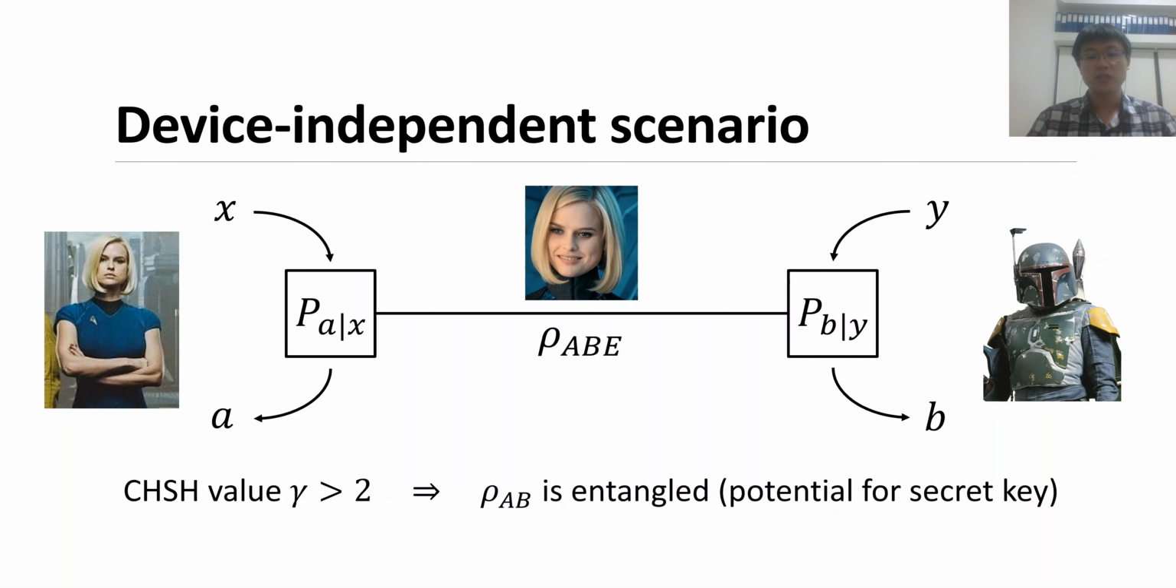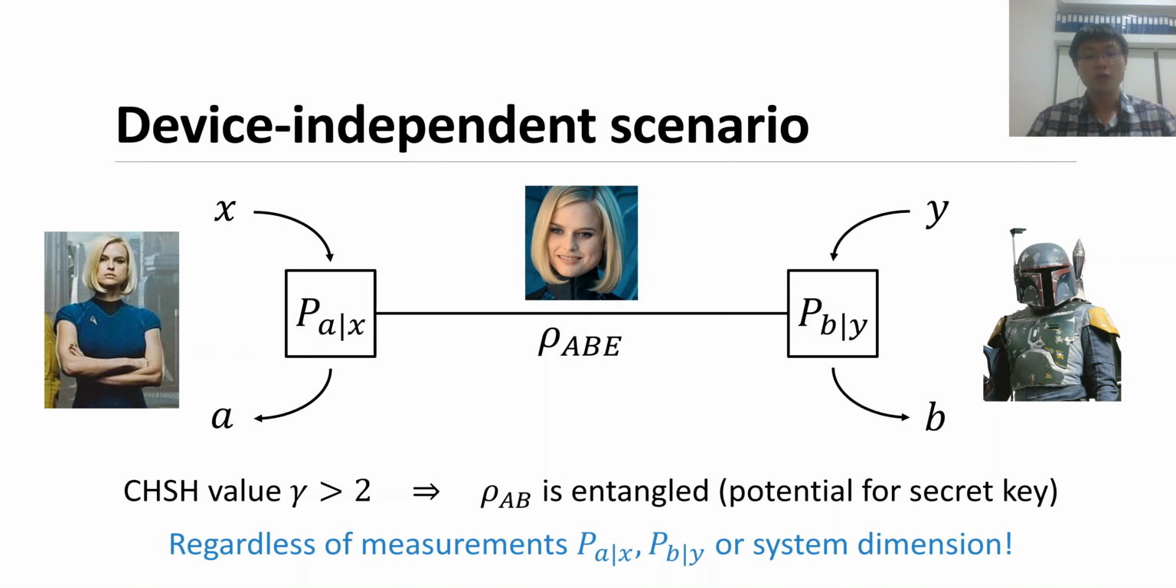But the important point about this conclusion, and what is interesting about the E91 protocol, for instance, is that this conclusion can be drawn even if you do not know what measurements the devices are performing, or even if you don't know what dimensions the systems are. So this leads to the notion of device-independent cryptography, where you don't necessarily need to trust that the measurement devices are performing the intended measurements. You just need to make some fairly minimal assumptions regarding the device behavior.